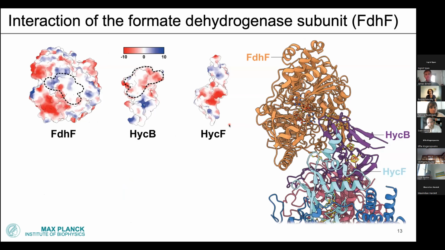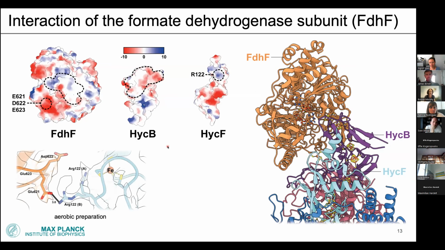And so when we looked at this site, we were interested to note that the interaction between FDHF and HIC-B is dominated mostly by hydrophobic interactions with a few hydrogen bonds, but there's an additional interaction between the HIC-F subunit and the FDHF. That happens between this really negatively charged region on FDHF and the very positively charged patch here on HIC-F, and the metal ion is found exactly in the middle of that patch.